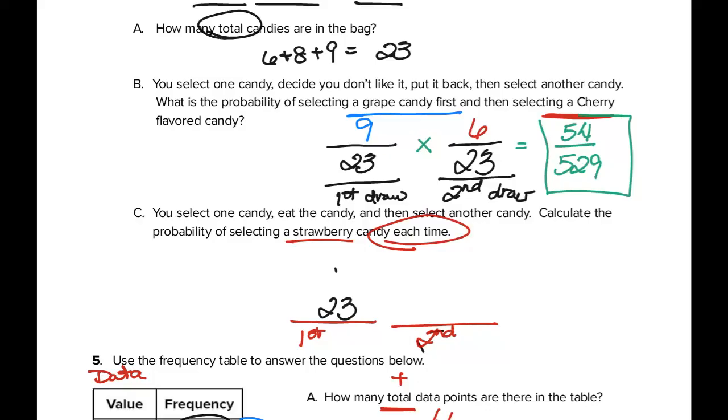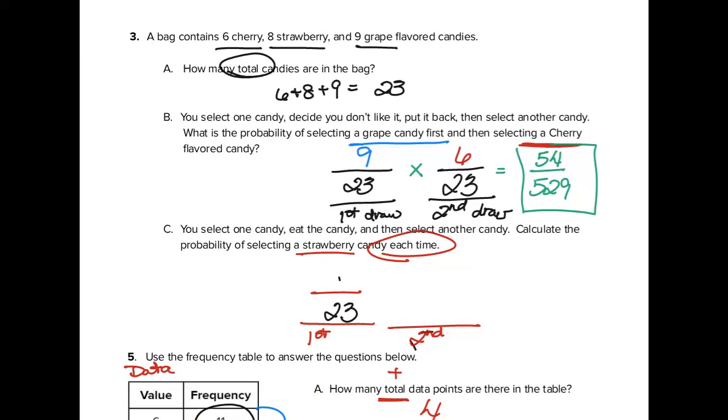23. How many of those are strawberry? 8, yes. So when you take that first draw, we assume you get it. Here's a strawberry. Crunch. Isn't that tasty? You don't have it anymore. So how many are in the bag now for the second draw? 22, because you ate one of those pieces of candy. That piece of candy just happened to be strawberry.